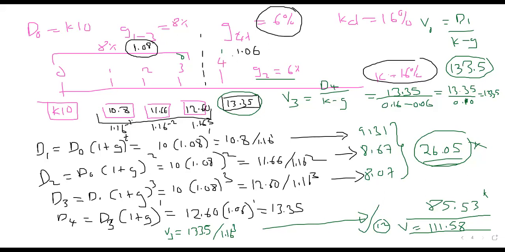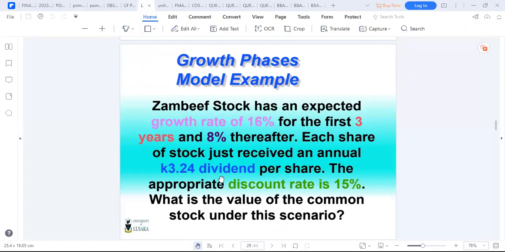I'm giving you 6 minutes. Example: calculate the value of stock for this one. Take your time. Zambeef's growth rate is 16% for the first 3 years, thereafter it drops to 8%. It just received a dividend of 3.24 per share. The appropriate discount rate is 15%. What is the value of stock? 15 marks. Take your time.